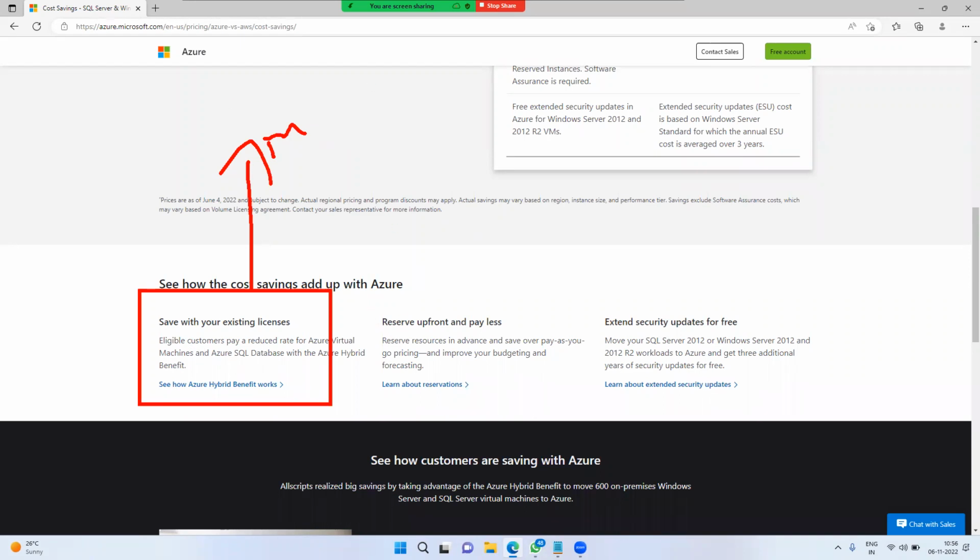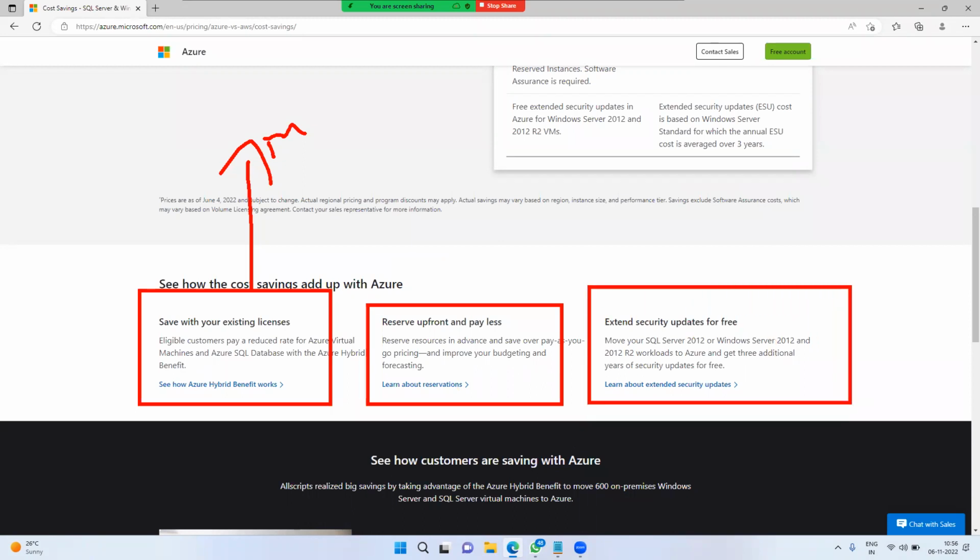Next, there is reserve upfront and cost. For migration and all, you need not pay. Whatever services and hardware you are using for your customers, just pay for them. Next, extended security patches. As I said, this is backward compatibility. If you are still using older technologies, Microsoft Azure still supports them and provides security patches.